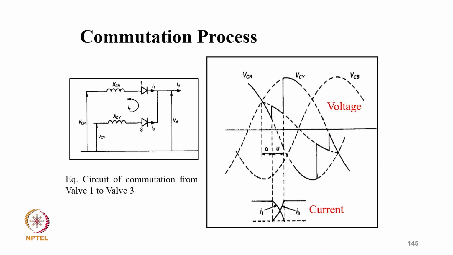For the commutation process circuit, commutation from valve R to another valve, this shows how the current flows in both valves during commutation, how the current reduces in valve 1 and increases in valve 3, and what the voltage across is. Typically this is the output during the commutation process.